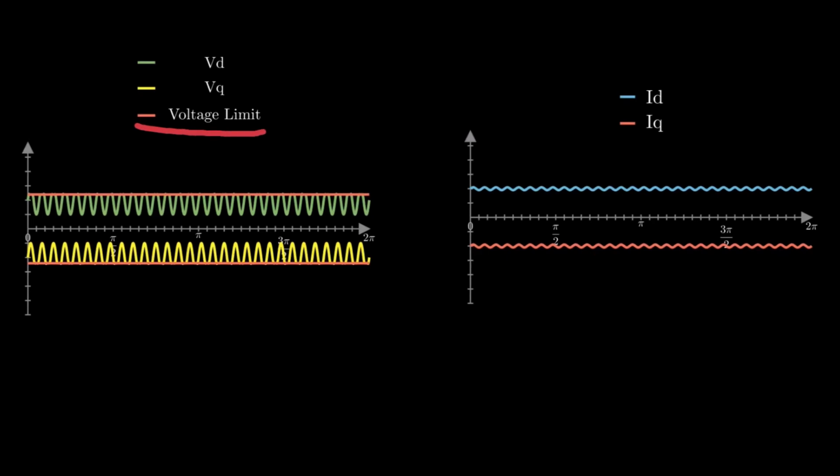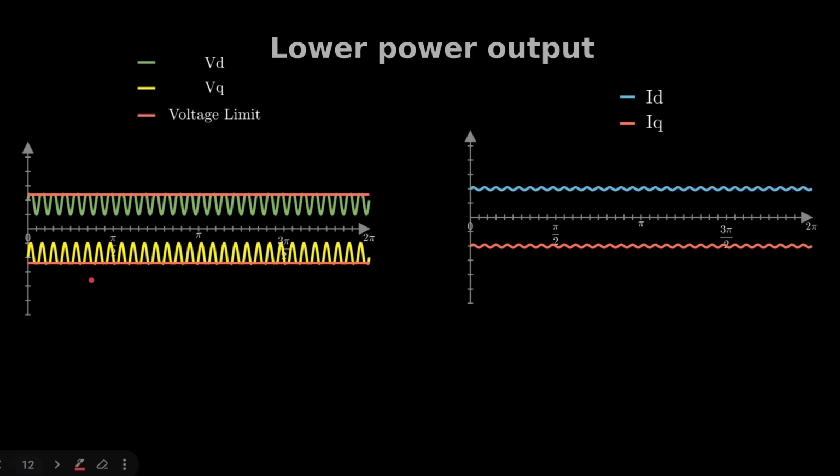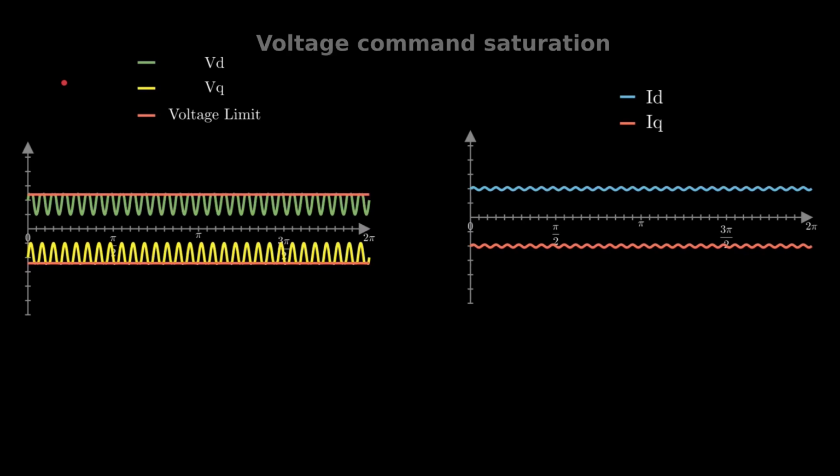There is a limit to the phase voltages the drive unit can output, so large oscillations on the voltage outputs will eventually hit a hard ceiling. This means that you'll either be limited to a lower power output, so the oscillations don't exceed this voltage limit, or your voltage commands will simply saturate, resulting in poor performance tracking and potential divergence of the control loop.